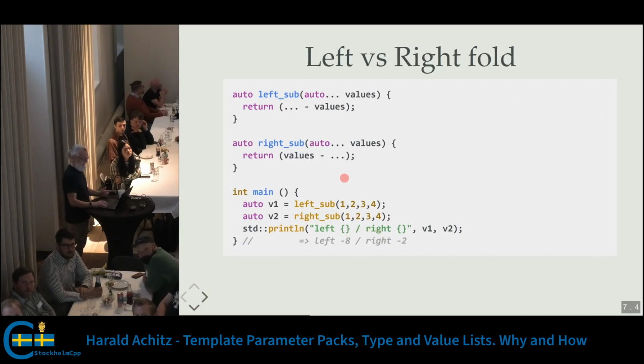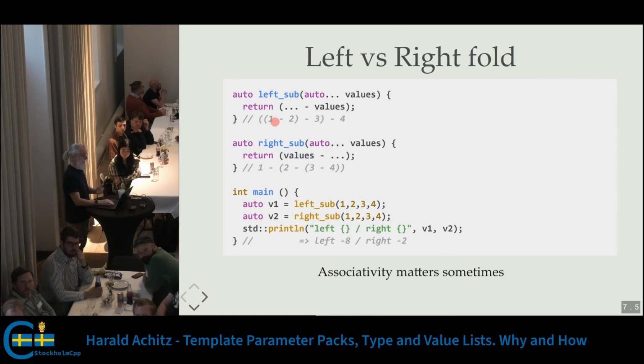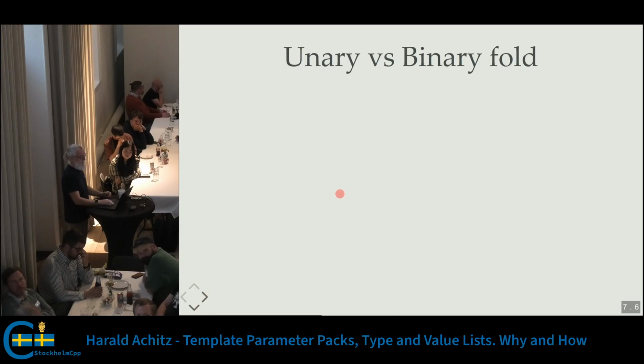So now, why is this? This is because associativity matters sometimes. And in the left fold, you go from left to right. 1, -2, -3, -4 is -8. In the right fold, you have the 3 minus 4 is -1. 2 minus -1 is 3, and 1 minus 3 is the -2 that we get. So the terminology of left fold and right fold is basically how you unroll the arguments.